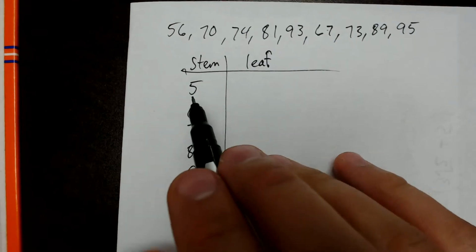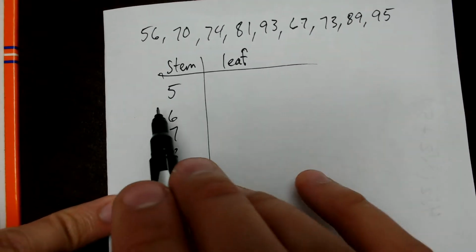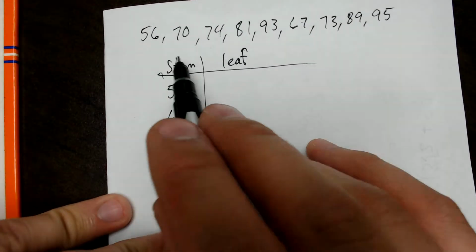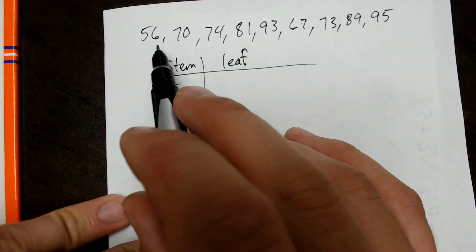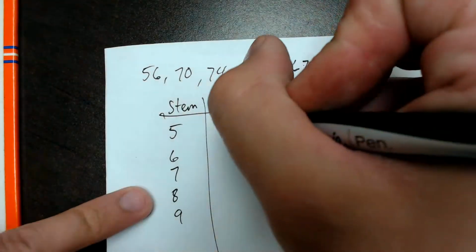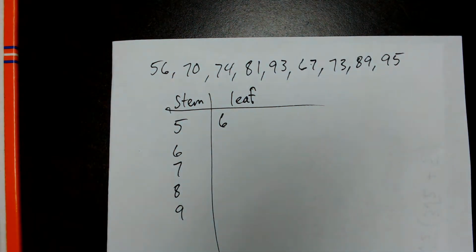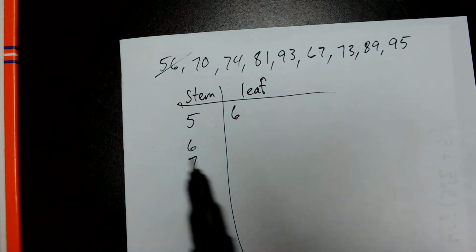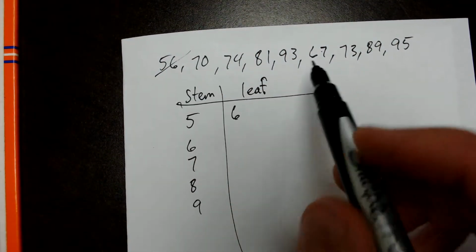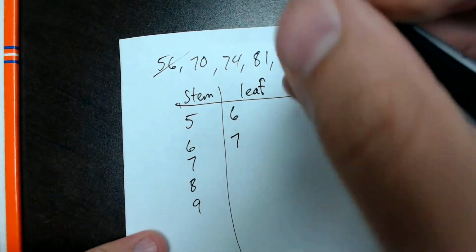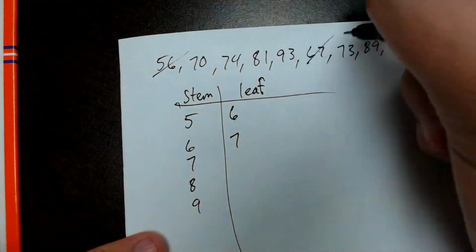Now, as far as filling this out for the leaves, I'm going to go to the stem of 5. How many numbers do I have that start with 5? I have 1. The stem is 5. The leaf is going to be the second number, or 6. And that's it for that one because there are no other numbers that have 5. Now let's go to the stem of 6. Again, I've only got one number that starts with 6. In this case, the leaf is 7, right? So that gets rid of that number.